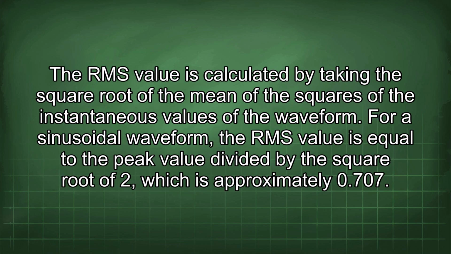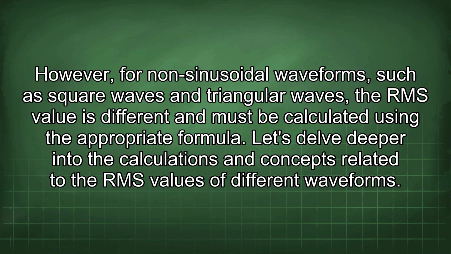The RMS value is calculated by taking the square root of the mean of the squares of the instantaneous values of the waveform. For a sinusoidal waveform, the RMS value is equal to the peak value divided by the square root of 2, which is approximately 0.707. However, for non-sinusoidal waveforms such as square waves and triangular waves, the RMS value is different and must be calculated using the appropriate formula. Let's delve deeper into the calculations and concepts related to the RMS values of different waveforms.